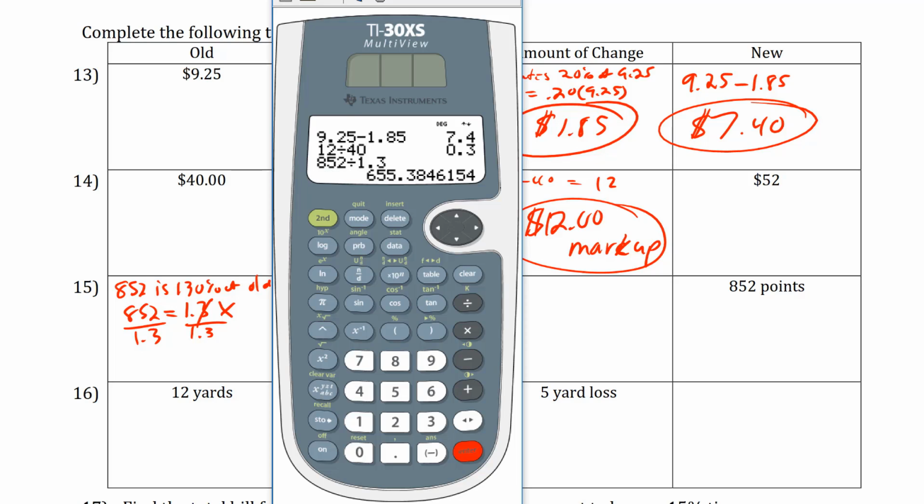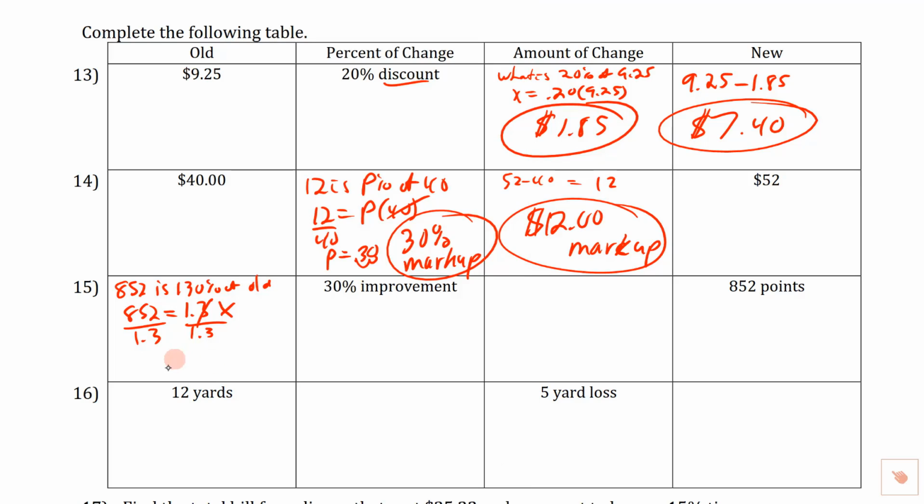And we end up with 655. Okay, so we're going to round to the hundredths place. So this is going to be 655.384. That 4 is not enough to bump it up. So this is going to be 655.38.